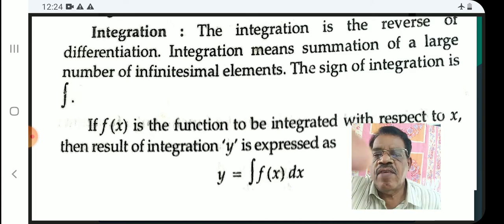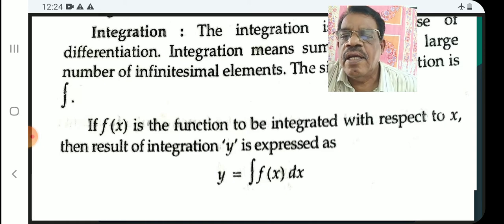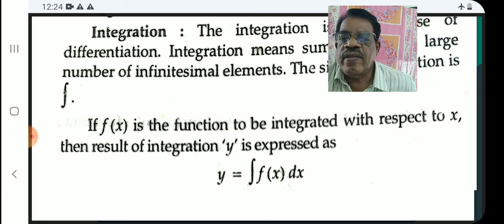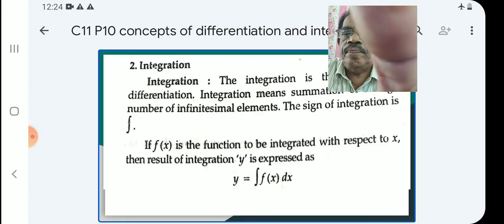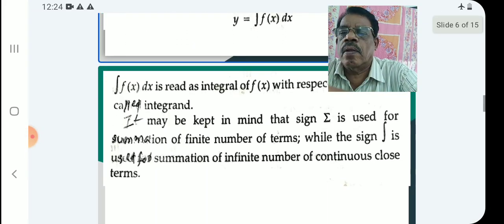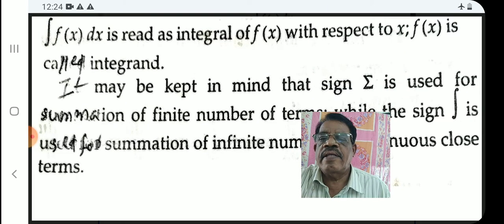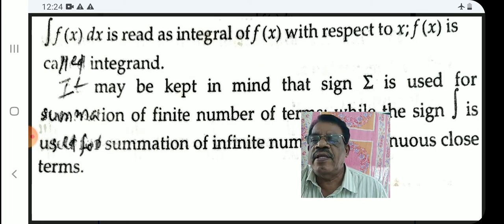If f of x is the function to be integrated with respect to x, the resultant integration y is expressed as y is integral f x dx. That we read as integral f x dx, which is read as integral of f x with respect to x. f x is called the integrand.